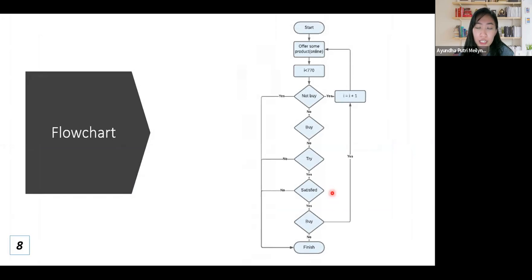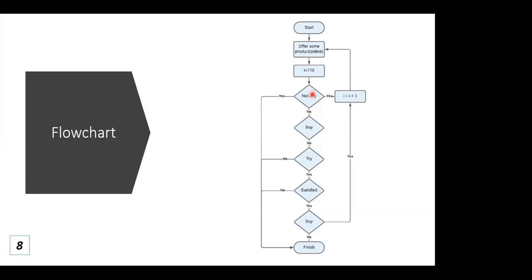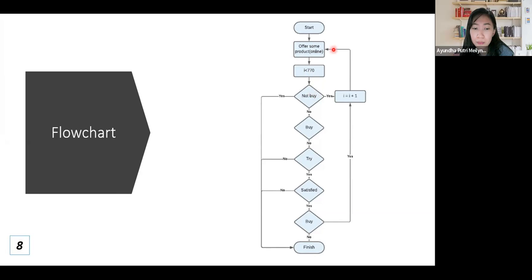And then this is the flow chart that will be used in the program. Start, and then offer some product, of course, online. And then I use agents less than 770. If the customer does not buy a product, the program will do the iteration, or the program will be finished. But if the customer buys a product and is satisfied, the program can do the iteration again, or just finish. But if the customer is unsatisfied, the program will directly finish.